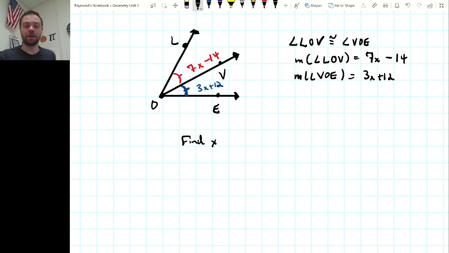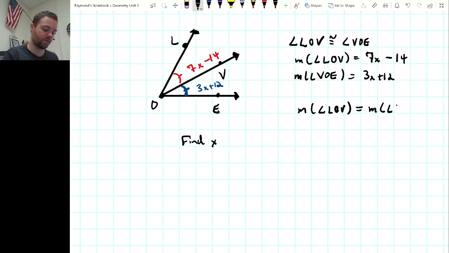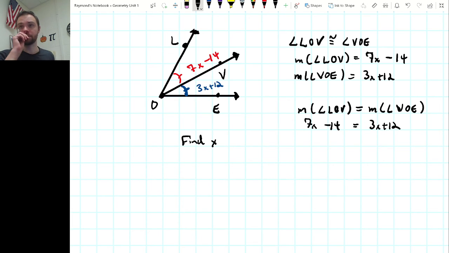Well, I don't know x yet, but I know that x is involved in these expressions. And I know that these two things are congruent. And since angle LOV and angle VOE are congruent, that means the measure of LOV is going to be equal to the measure of VOE. So I'm going to write that down. The measure of angle LOV has to equal the measure of angle VOE, which means that 7x minus 14 equals 3x plus 12.